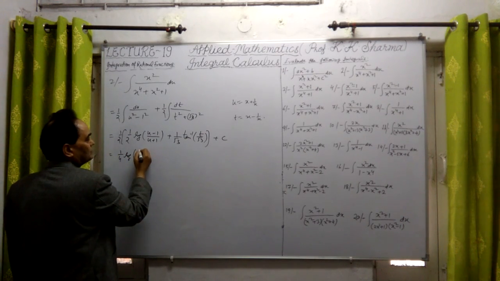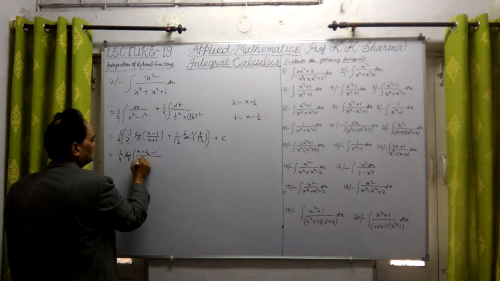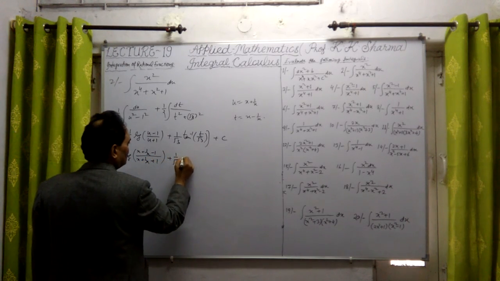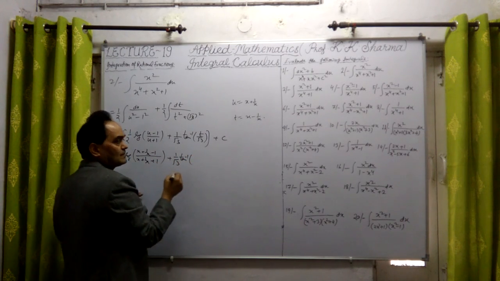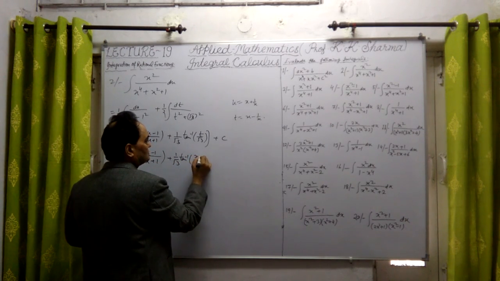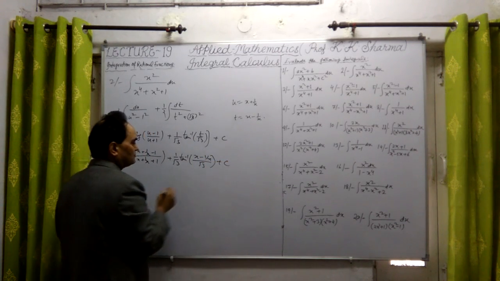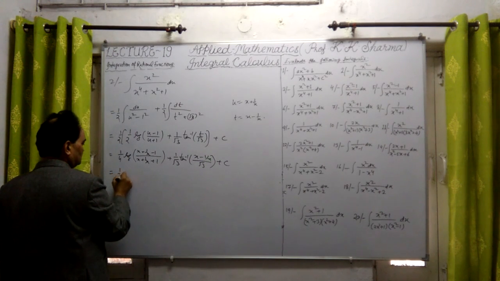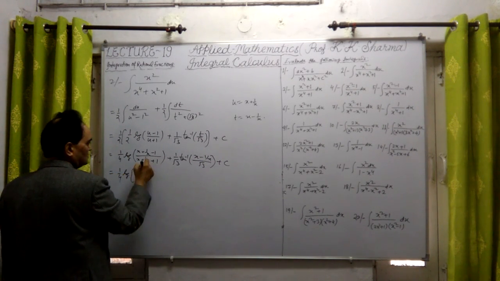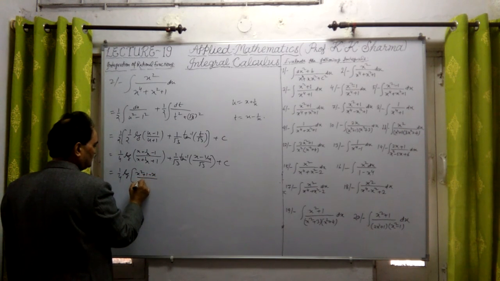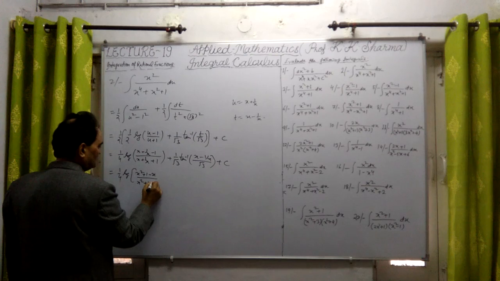Here it will be u means x plus 1/x minus 1 upon x plus 1/x plus 1, plus 1/3 tan inverse, here t is x minus 1 upon x over root 3, plus constant of integration. Now let me further summarize them. Log of x, if I take LCM, x squared plus 1 minus x upon x squared plus 1 plus x.